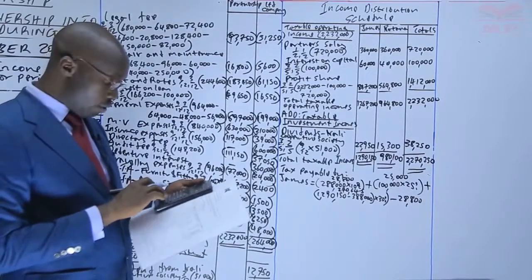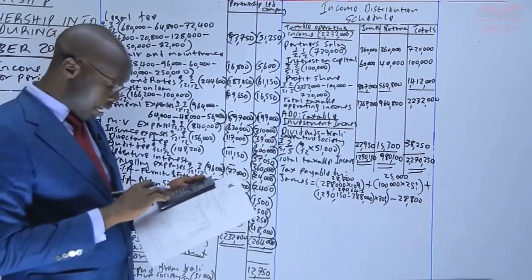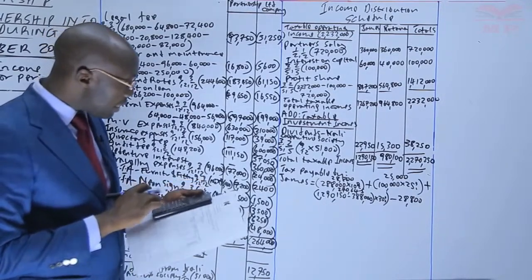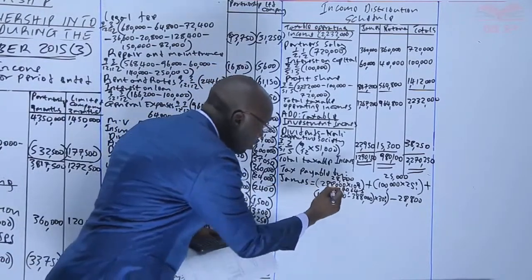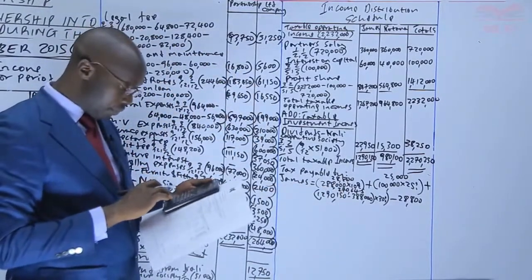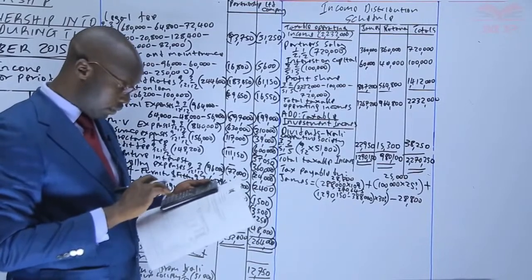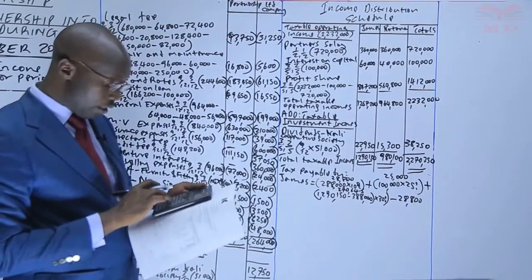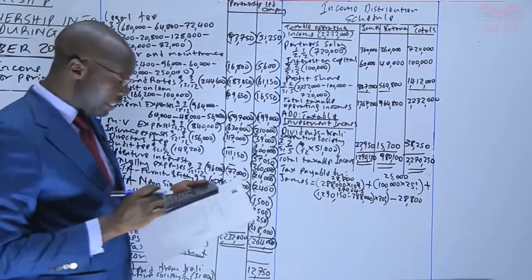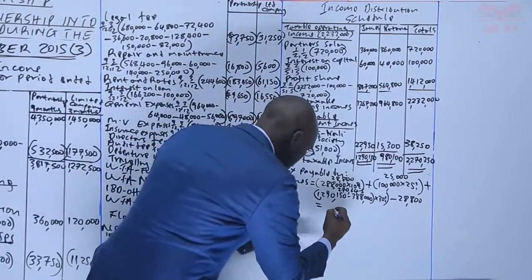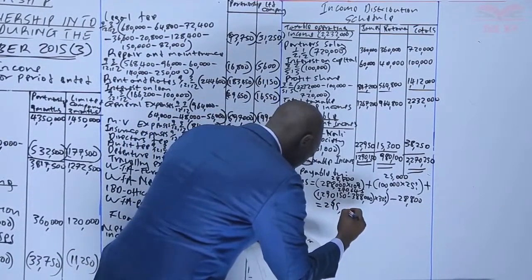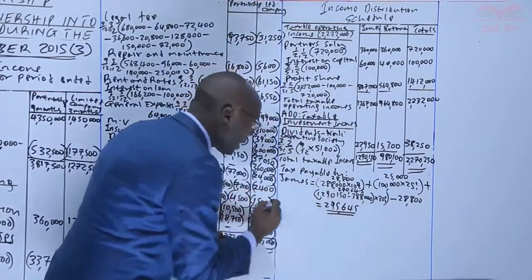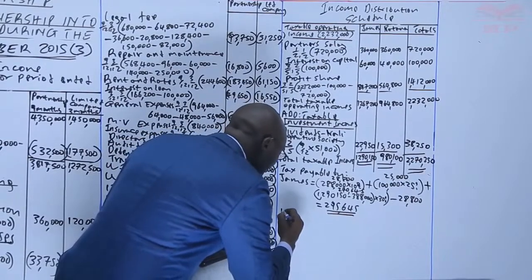So it's going to be 28,800 plus 25,000, and then plus 270,645. That is going to be 324,445. And then we minus the personal relief, 28,800. That gives us 295,645. That is the tax payable by James. And then we have the tax payable by Katana.